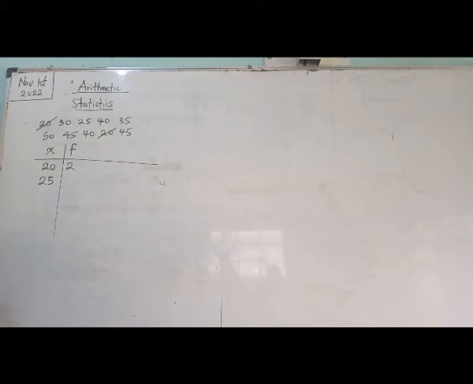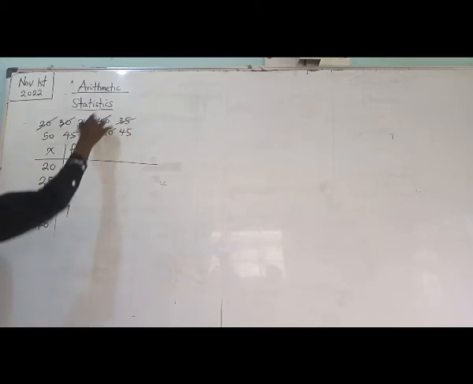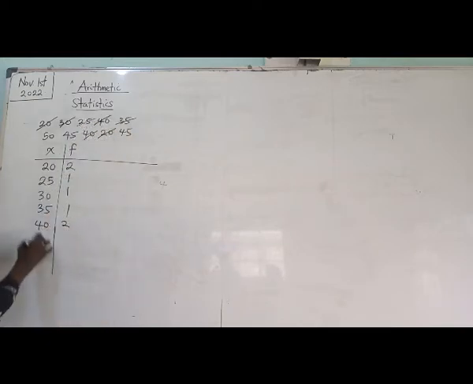Now, if I pick 25, how many can I see? Just 1. I go to 30. How many can I see? Just 1. I go to 35. How many can I see? Just 1 again. I go to 40. I can see 2. And I go to 45. I'll see 2 again. I go to 50 and I'm going to see 1. Is that not?